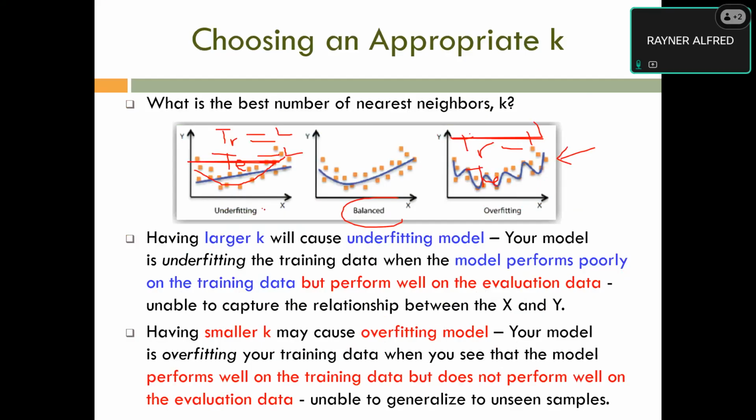Okay, so to avoid underfitting and overfitting, we want to have a balanced one. So what we want to do is find the best value for k. If your k is larger, then you will have underfitting. If your k is smaller, then you will get overfitting. So what you want to know is the best k, not too small, not too big.